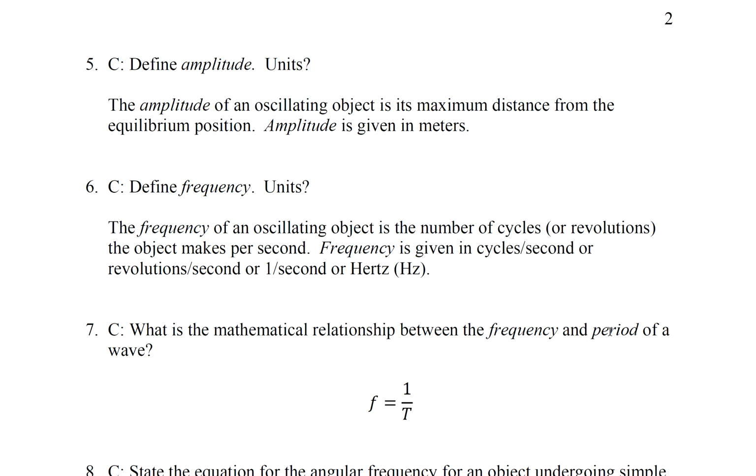Question 5, define amplitude. Units. The amplitude of an oscillating object is its maximum distance from the equilibrium position. Amplitude is given in meters.